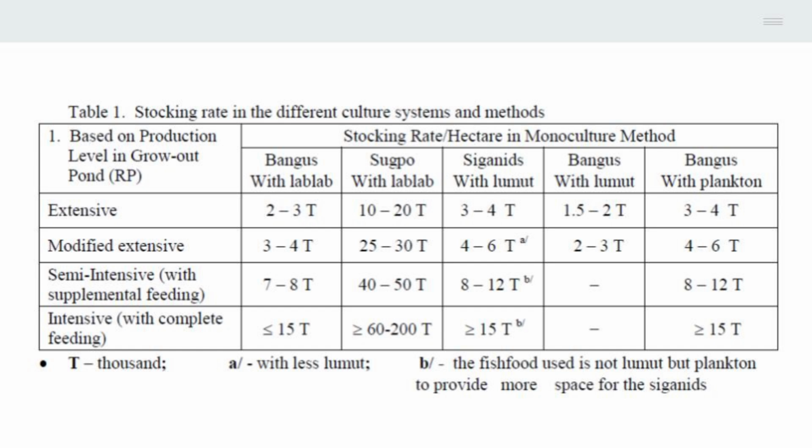For key considerations, lablab versus lumot versus plankton. Lablab is a natural food mix preferred for shrimp. Lumot is suited for sigonids, and plankton is used for high-density systems. Next, higher stocking densities require better management of water quality and feeding to maintain fish health and growth. By selecting the appropriate stocking rate and culture method, aquaculturists can maximize production while ensuring a sustainable and efficient farming system.